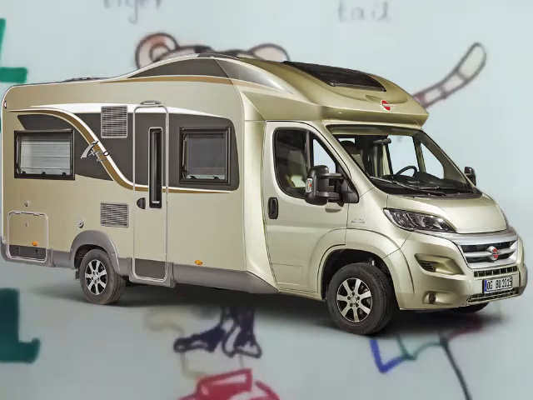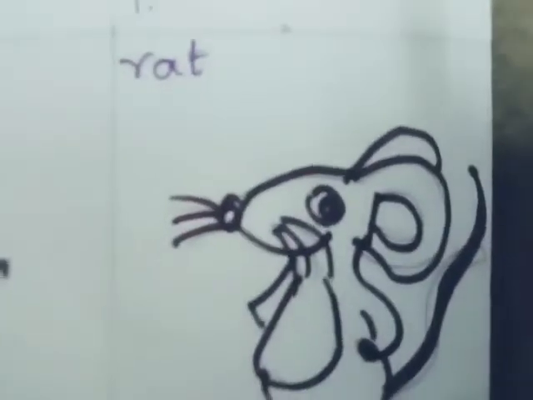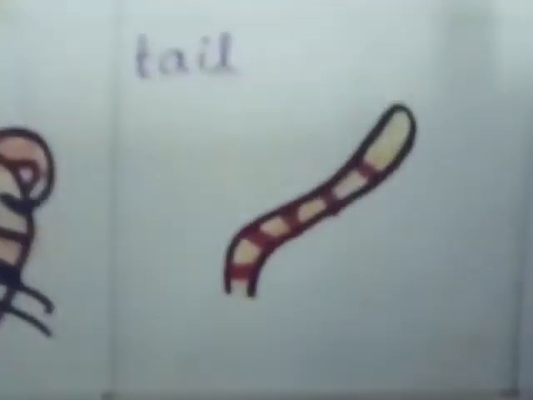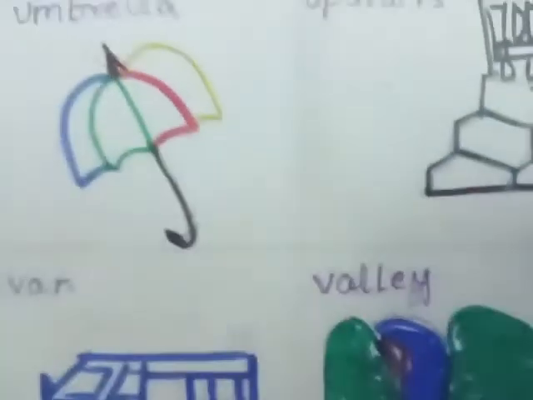Okay, now let us sing together. R, run. R, race. R, rat. S, sun. S, sand. S, sea. T, tiger. T, tail. T, teeth. U, uncle. U, umbrella. U, upstairs. V, violin. V, van. V, valley. Very good.